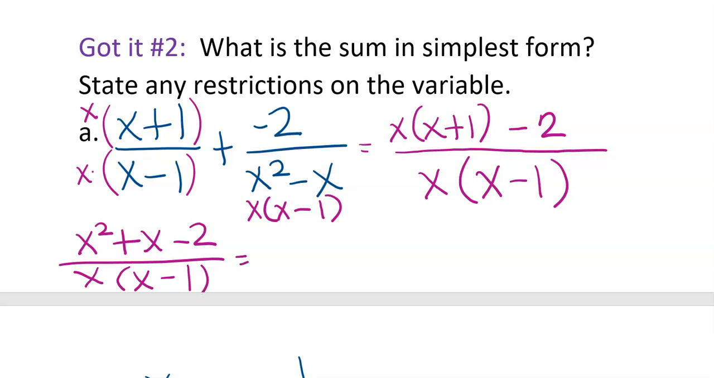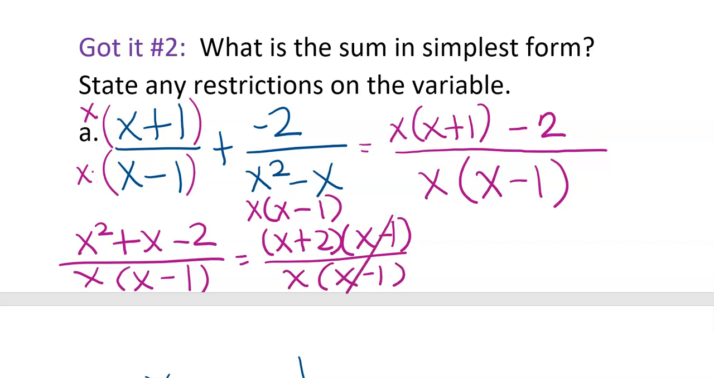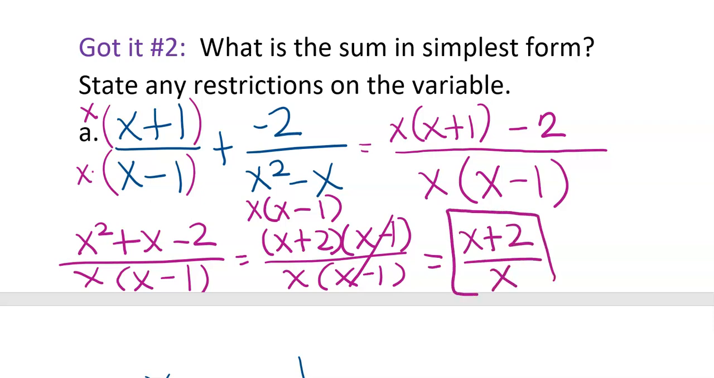The numerator is a trinomial, so I'm going to try to factor that. x plus 2, x minus 1 over x, x minus 1. The x minus 1s are now gone, and we have x plus 2 over x. That's as far as we can go. Remember that you can't break up a sum or difference. Oops, I forgot to get my restrictions. x cannot equal 0 or 1.